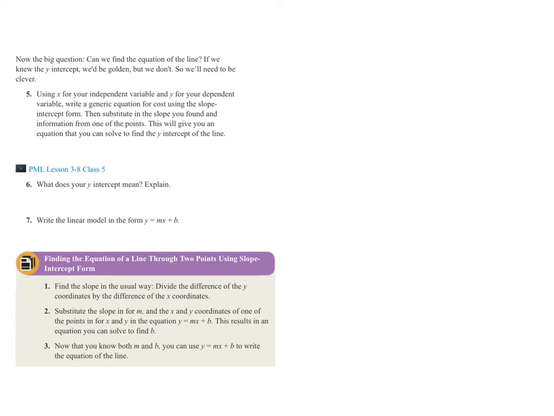Right, so let's remember that on number 4, well, I guess that was number 3, wasn't it? That our slope was 40, and our 2 points that we were using were (150, 6,500) and (200, 8,500).